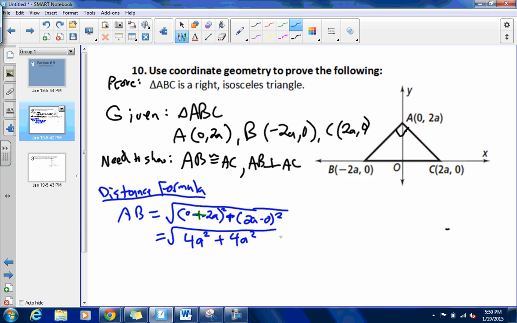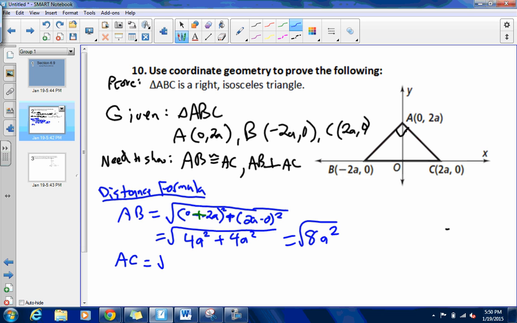And again, if you add them up together, that'd be 8a squared inside of the square root sign. And I'm not going to simplify that any further because we have to figure out the square root of 8, which would be 2 square roots of 2, I believe. And we don't need that. Let's just leave it as it is. It'd be 2 square roots of 2 times a, but let's just leave it like this right now. Now let's figure out what AC is and see if it'll get to the same thing.